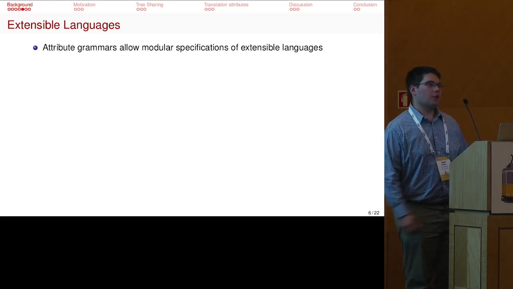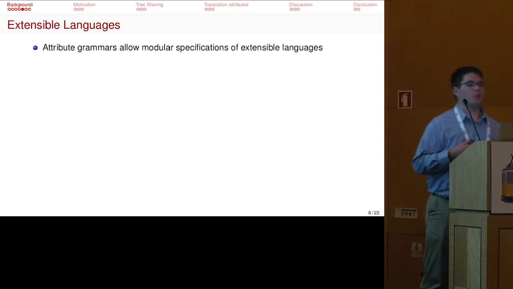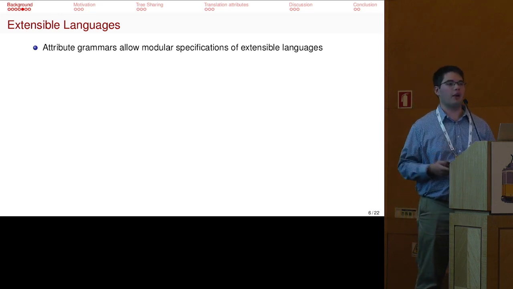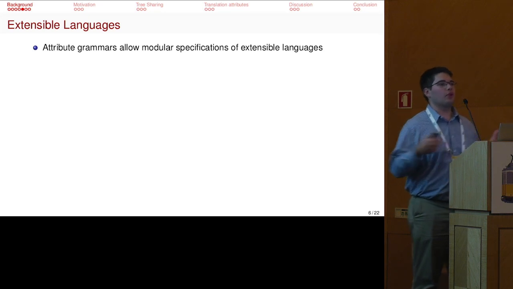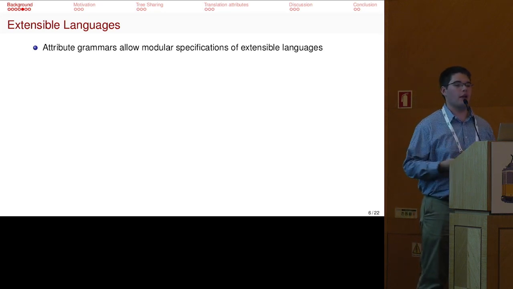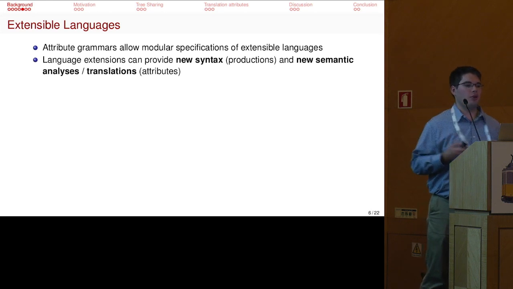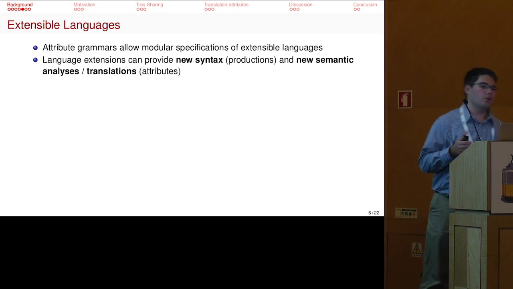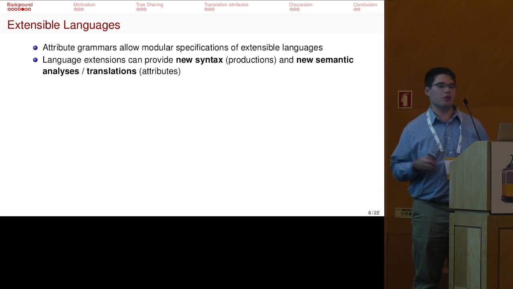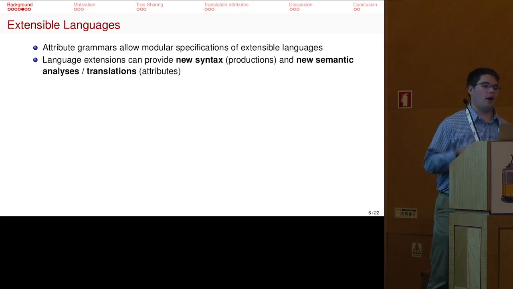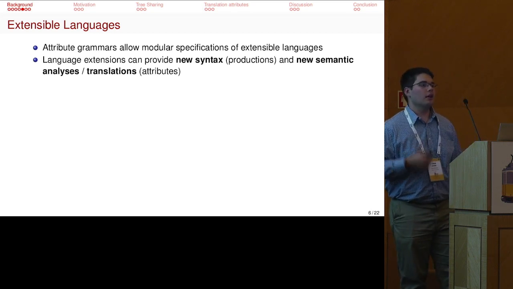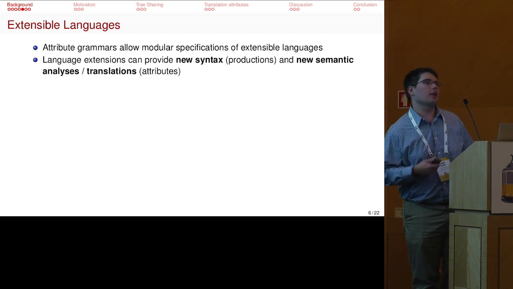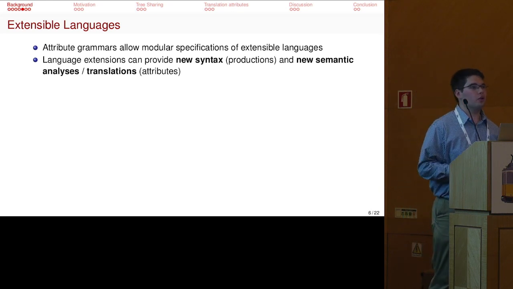So attribute grammars are naturally modular. One can just write down productions in one grammar and then write down additional aspect equations in a different grammar and simply compose the grammars and you get a new specification out of that. And so we can use attribute grammars to build extensible languages. We're interested in language extensions that can introduce new syntactic constructs in the form of new productions, and also new semantic analyses, transformations, translations, etc., as new synthesized attributes. And these synthesized attributes can also depend on new sorts of contextual information provided as inherited attributes.